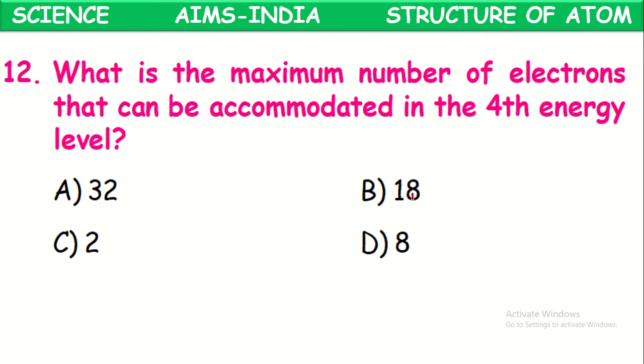Next, what is the maximum number of electrons that can be accommodated in the fourth energy level? For calculating the maximum number of electrons that can be accommodated in an orbit, we have the formula 2n square. Here n represents the number of the orbit. As they're asking for the fourth energy level, if we substitute 4 in place of n, we get 2 into 4 square, that is 2 into 16. Totally, we get 32. So the fourth shell can accommodate 32 electrons.